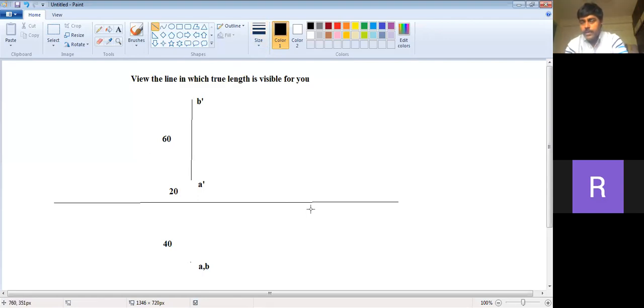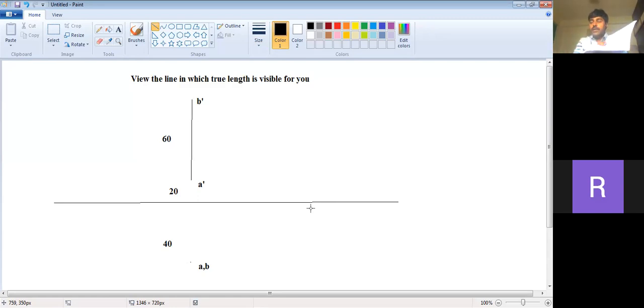Let me see how it is. They are saying, look at this. This is a line of 60 mm length. It is 20 mm above HP, 20 mm above HP, right? 40 mm in front of VP, that is, it is at 40 mm distance from the vertical plane. That was the thing they have mentioned.